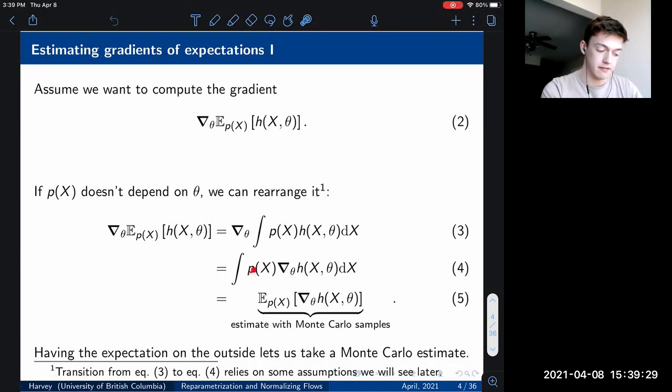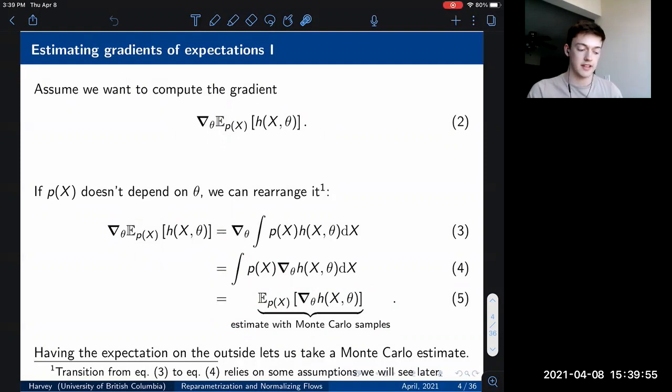And then since p of x doesn't depend on theta, we can just slide this derivative inside here. And so we end up with an expectation over p of x of the gradient with respect to theta of h. This now looks slightly nicer to estimate than the thing we started with at the top here, because we've got the expectation on the outside.